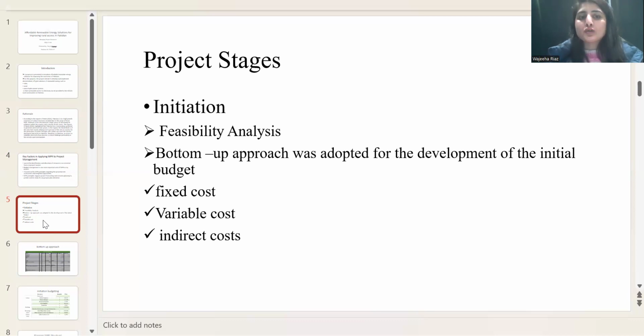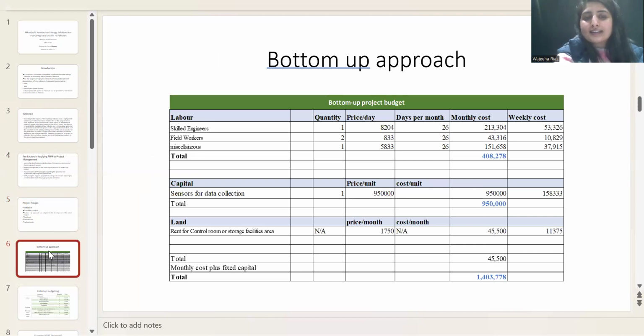Second, I chose the bottom-up approach for the initial budget, in which I chose fixed cost, variable cost, and indirect cost. So let's discuss the bottom-up approach that I chose. Now you can see in the table, I chose labor, capital, and land. Labor, because it's a huge infrastructure project in which I need project managers, skilled engineers, field workers, and data collection for solar panels, hydropower, and turbines.